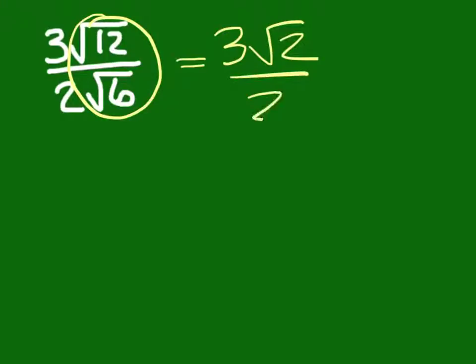On the practice problem, you can use the shortcut here. 12 over 6 is going to be 2. So you can have square root of 2 on top and then 2 on the bottom, and that's it.